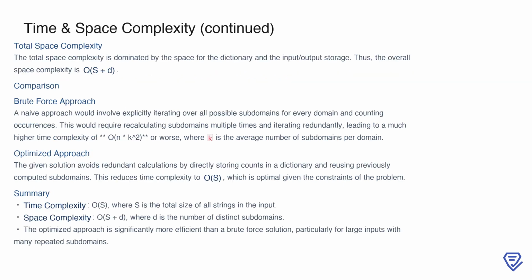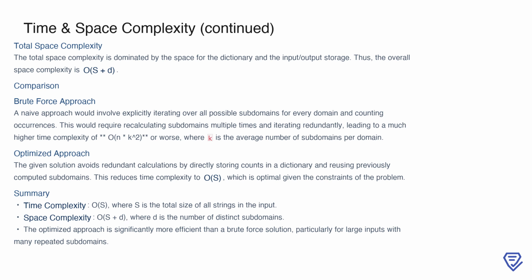In total, the space complexity of the solution is O(S + D), where S is the total size of all strings in the input, and D is the number of distinct subdomains. This is efficient given the constraints of the problem. Comparing this to a brute force approach, where we would recalculate subdomains repeatedly and count occurrences redundantly, the naive solution would have a much higher time complexity of n*k², or worse, where k is the average number of subdomains per domain.